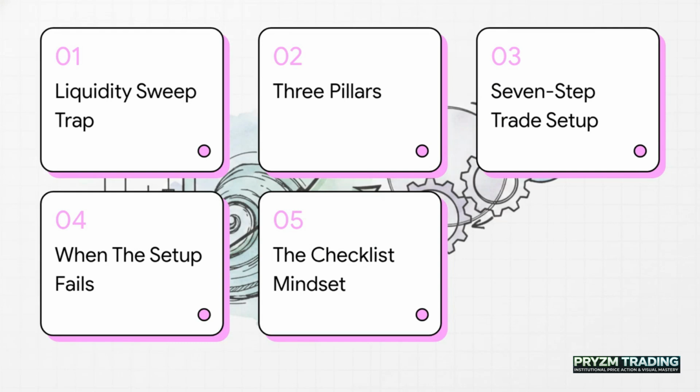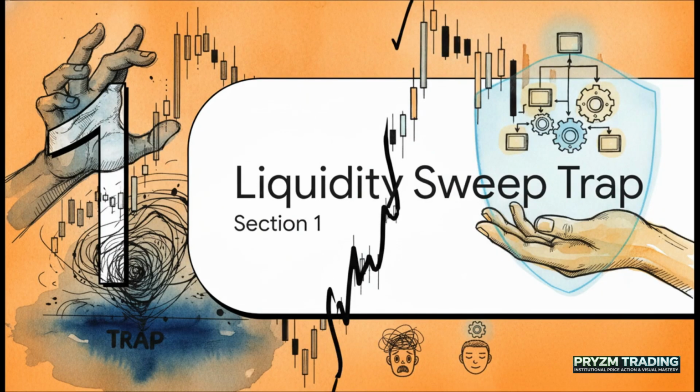Well, here's our roadmap for today to fix that. We're going to cover the liquidity sweep trap, the 3 pillars of a sweep, the 7-step trade setup, when the setup fails, and finally, the checklist mindset. Let's dive right in. Section 1.